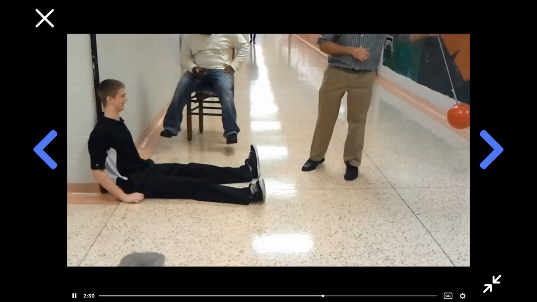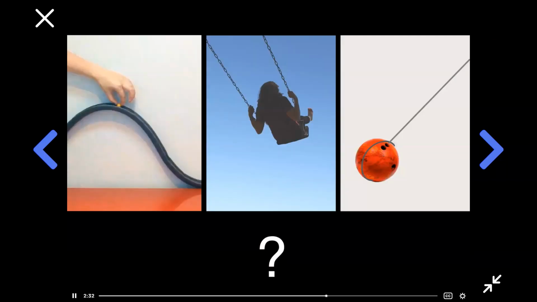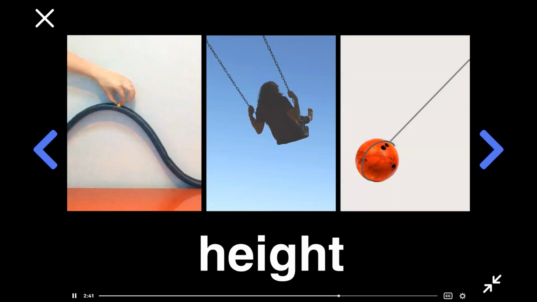So what does the motion of the roller coaster, a swing, and a bowling ball on a chain all have in common? They all get their energy from starting up high. They're getting their energy from height. And that energy isn't enough to take them any higher than where they started from.